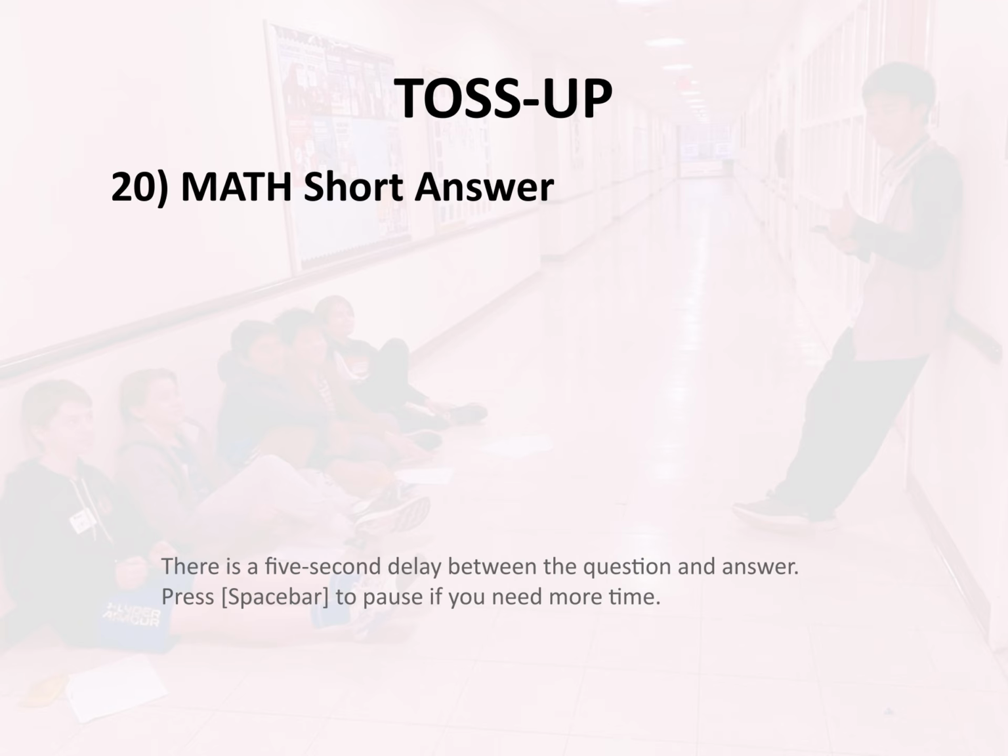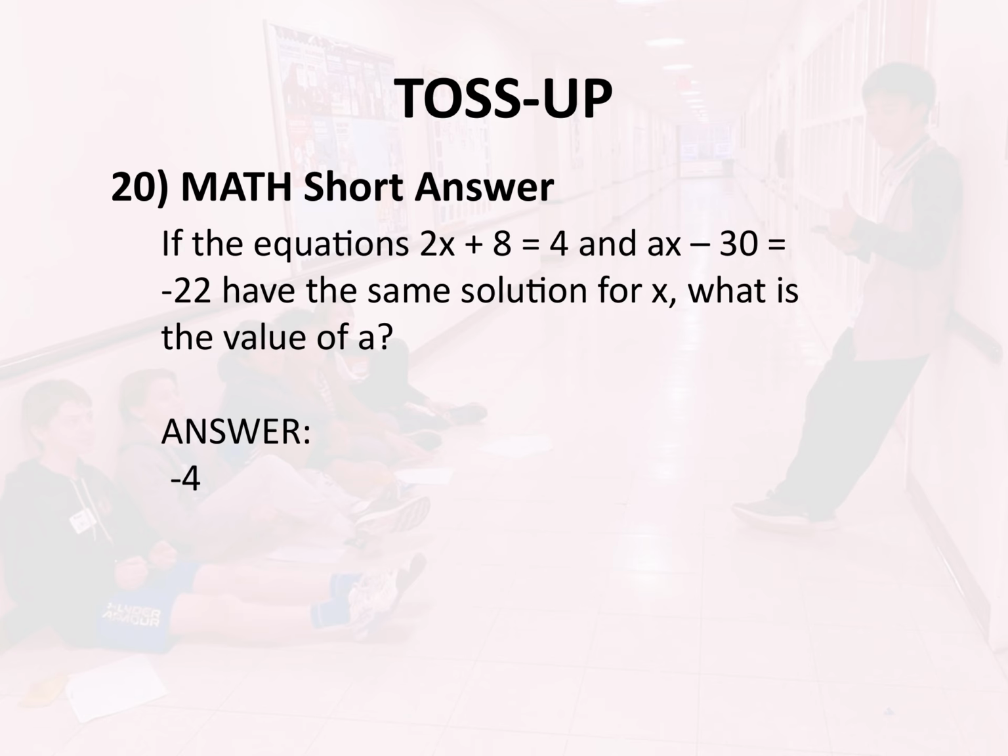Toss-up 20. Math. Short answer. If the equations 2x plus 8 equals 4 and ax minus 30 equals negative 22 have the same solution for x, what is the value of a? Answer, negative 4.